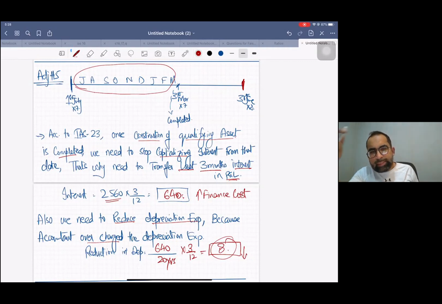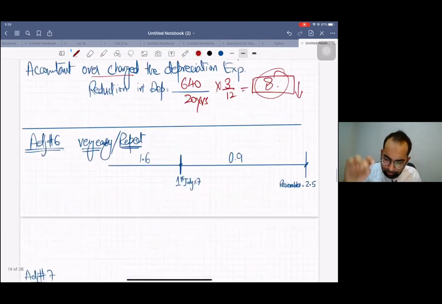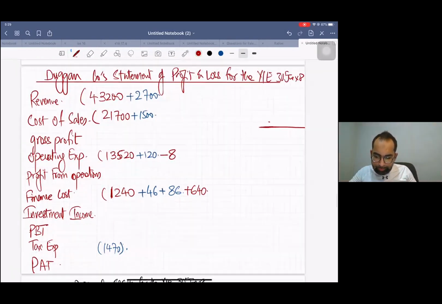Okay, let's adjust it without wasting time. I'll adjust 640 in finance cost and 8 in operating expenses. Have a look.